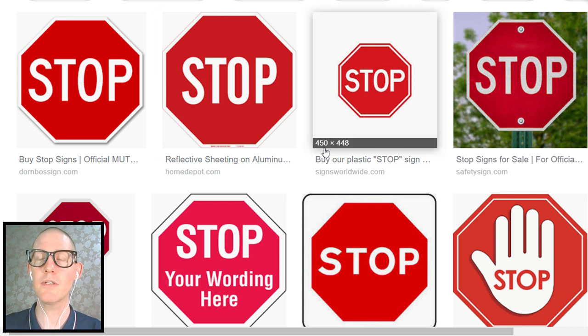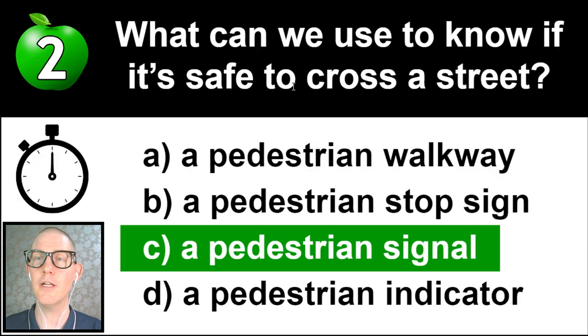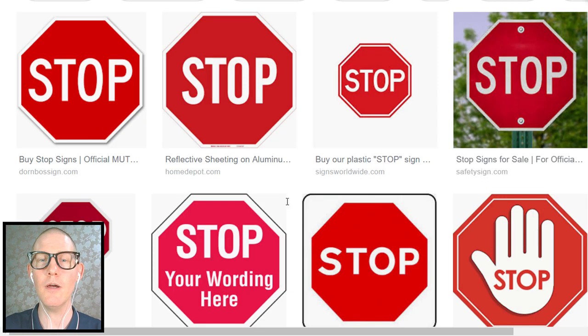It's a good traffic device, but it's not what we're looking for, because it doesn't tell us if it's safe to cross the street, right? It just says stop. Pedestrian walkway. No, that doesn't work. That's just the place where the pedestrians will walk.